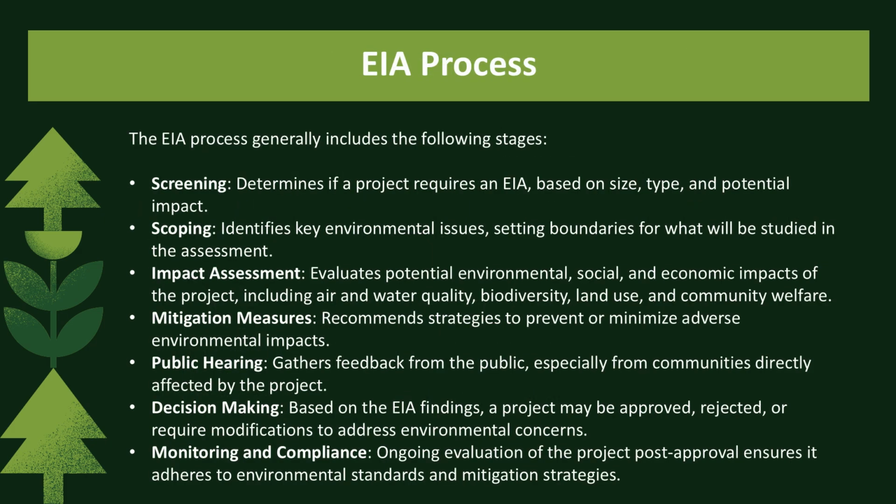The EIA process includes several stages: screening to determine if an EIA is needed, scoping to set the boundaries of the study, and impact assessment to evaluate potential effects. Afterward, mitigation measures are recommended to reduce negative impacts, followed by a public hearing where stakeholders provide feedback. Finally, a decision-making stage determines whether the project will proceed, with ongoing monitoring to ensure compliance.